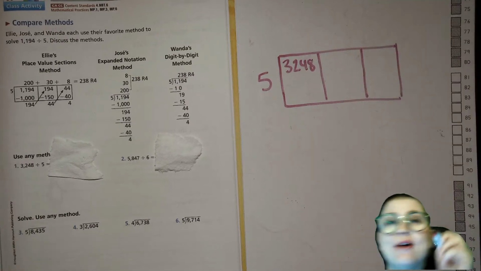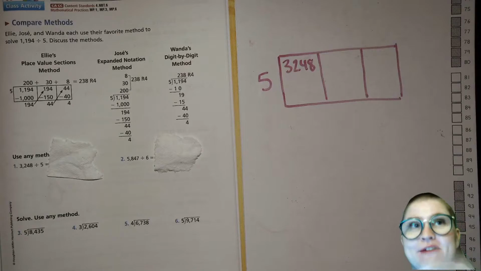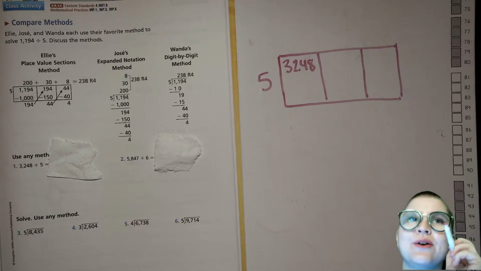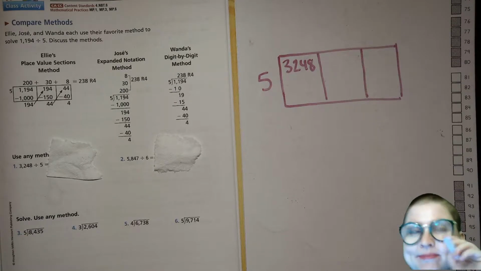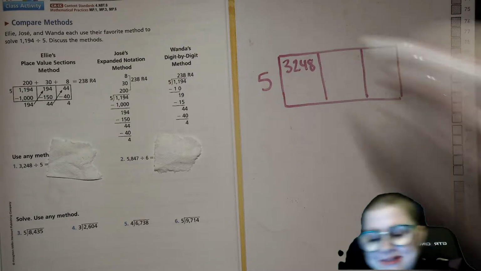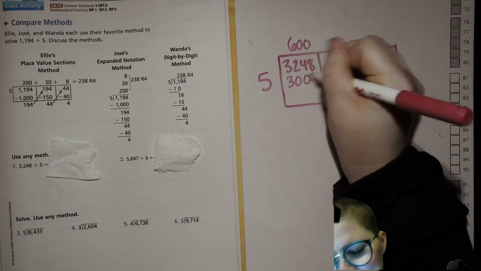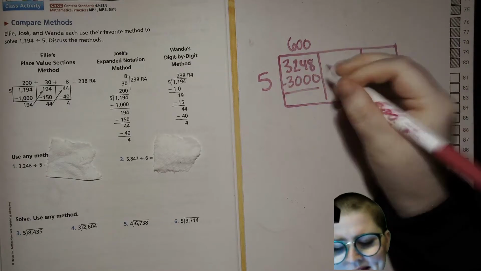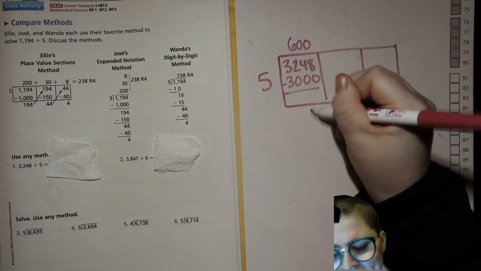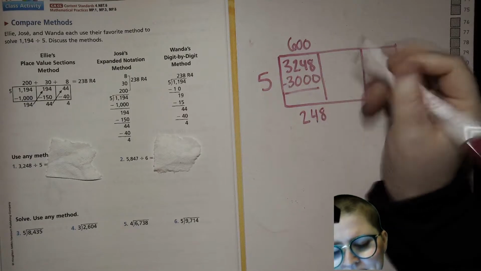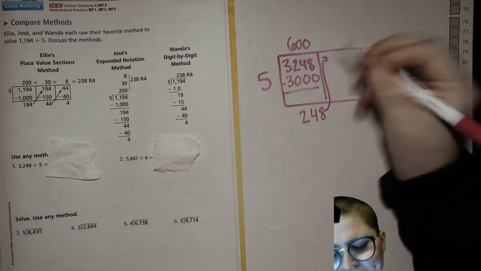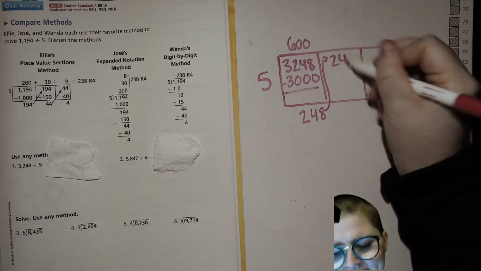Put our 5 here, and then our dividend right here, 3,248. Now, how many hundreds would you multiply by 5 to get close to but not over 3,200? Well, 5 times 6 is 30, so 600 would get us 3,000. The difference here, 248. Bring that up to this box over here, 248.